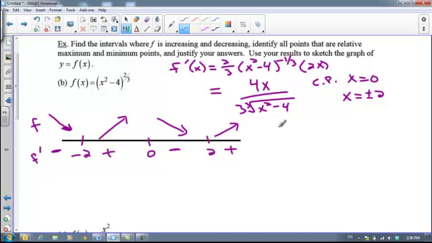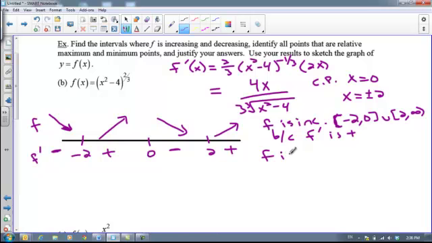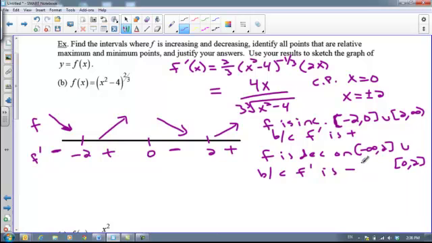So let's figure out what our statements are. We are going to say that f is increasing on the interval from bracket negative 2 to 0 and from 2 to infinity. I won't put a bracket on the infinity, because f prime is positive. And then I'll say f is decreasing on the interval negative infinity to 2, also 0 to 2, because f prime is negative.